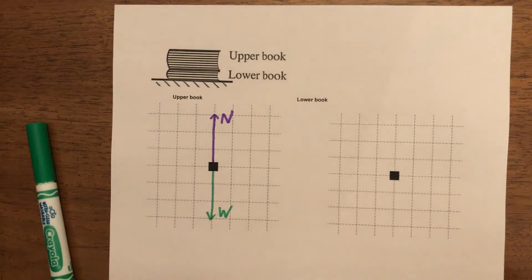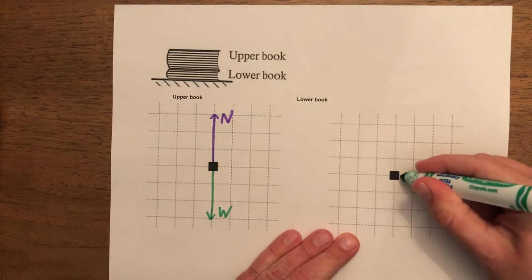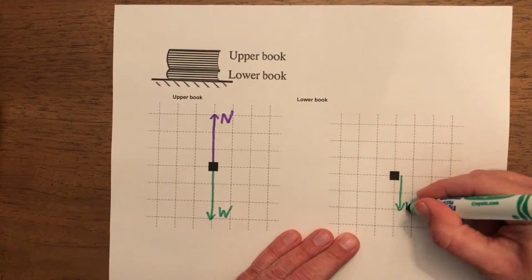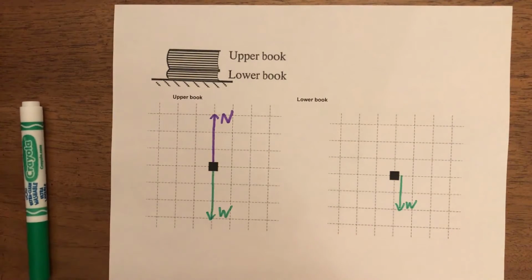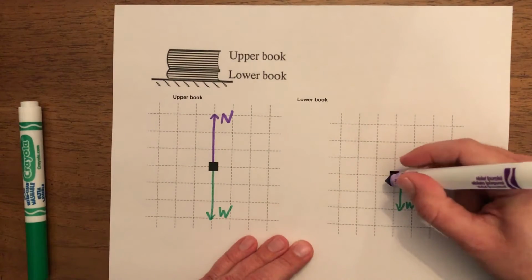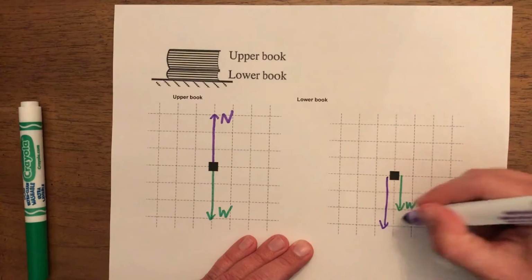So what about the lower book? A little bit more complicated in this case. We know that we still have its weight down, right? I'm gonna keep the same that I drew it on the previous page. So weight down is 2, let's say. And then we've got a force of the upper book pushing down on it. So the upper book pushes down on it. 1, 2, 3, I'll draw that down.